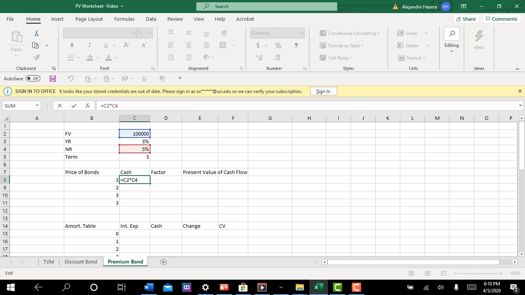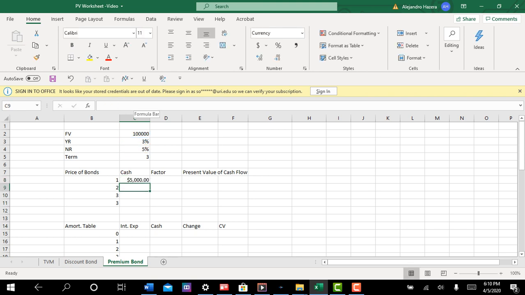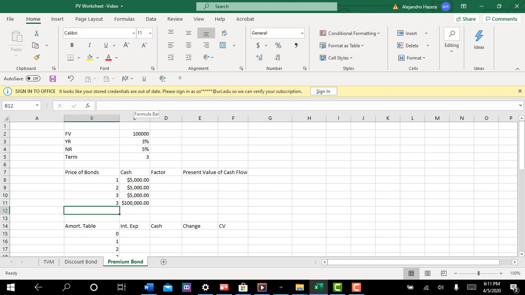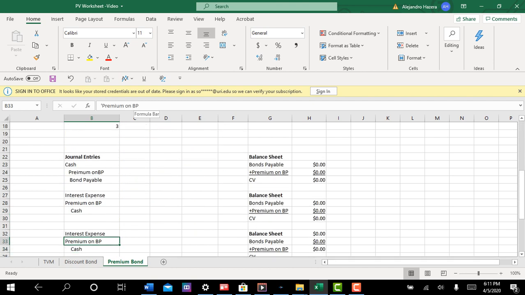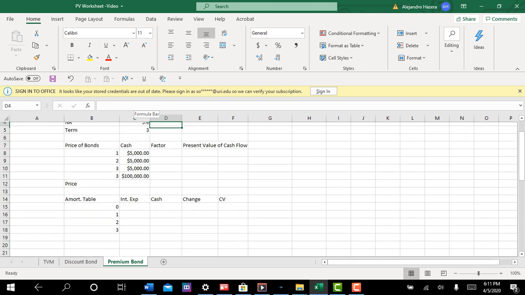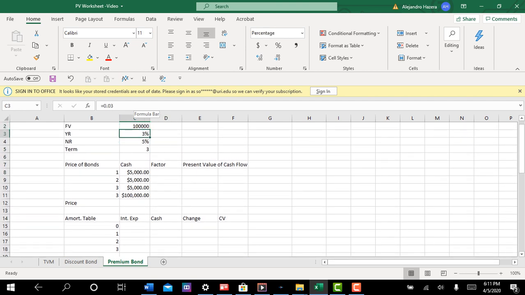I'm just going to repeat that equation here. I know that I could copy this down, but I'm going to emphasize that for each of these, it's the face value times the nominal rate. And finally, your final payment is equal to $100,000. So the price of your bond is going to be based on a 3% rate rather than a 7% rate.